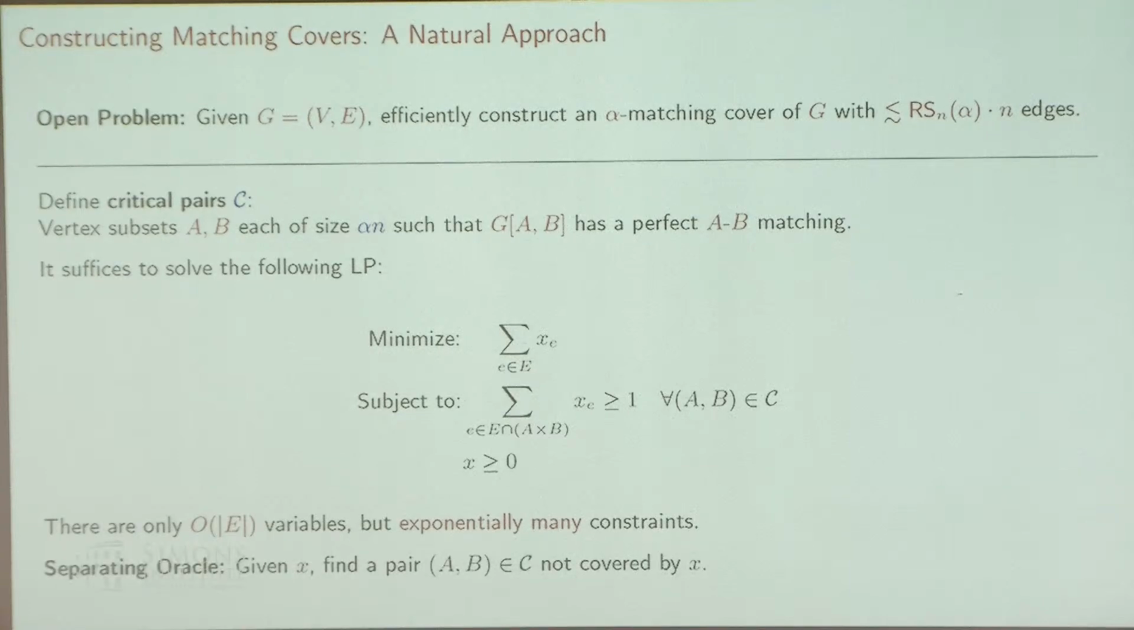What's the separating oracle that we need to solve? Given x, find a critical pair AB that's not covered by x. The problem is, this problem actually is NP-hard. It's closely related to independent sets, so it's even really hard to approximate. So we do not know how to solve this separating oracle, and we do not know how to get this to work and find optimal matching covers in polynomial time.